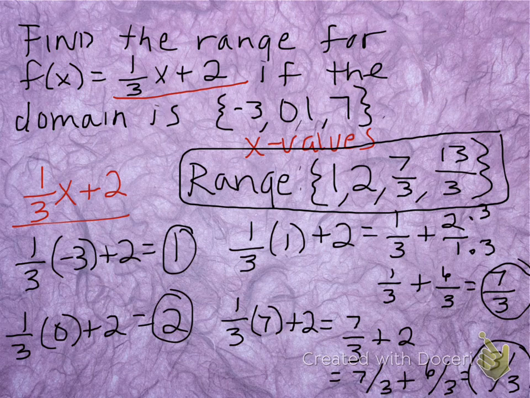Remember, we can multiply fractions, we can add fractions. We just need to remember when we're adding to have a common denominator. And when we multiply them, it's the same as taking, for instance, 7 divided by 3. All right, and that is how we find domain and range of functions.